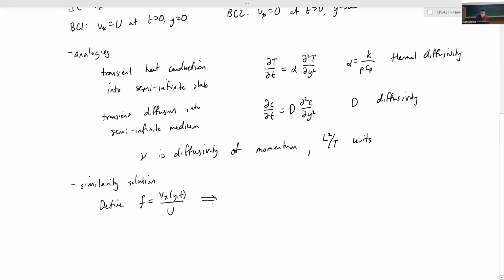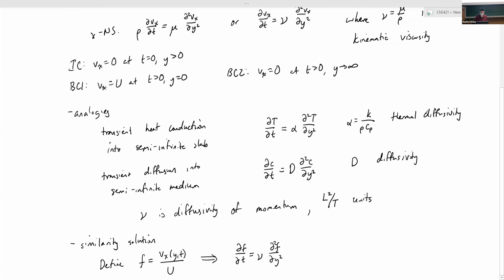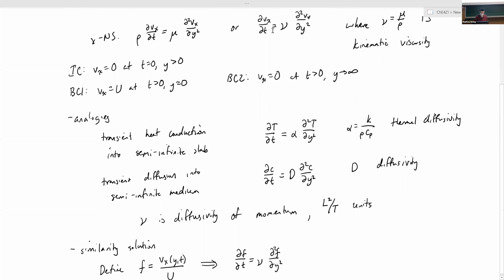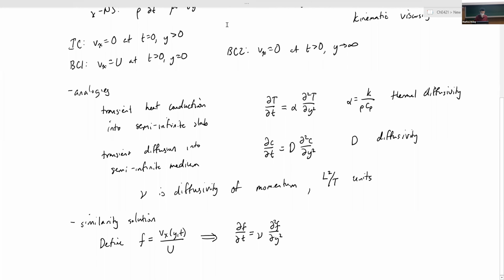Okay, that allows our equations to now be reduced to df/dt times nu. You can see how, with this equation up here, all I'm doing is just dividing by a u on both sides and then getting something like this, right? And then our boundary conditions can now be defined as something like this. Basically, if Vx goes to 0, then f also goes to 0.